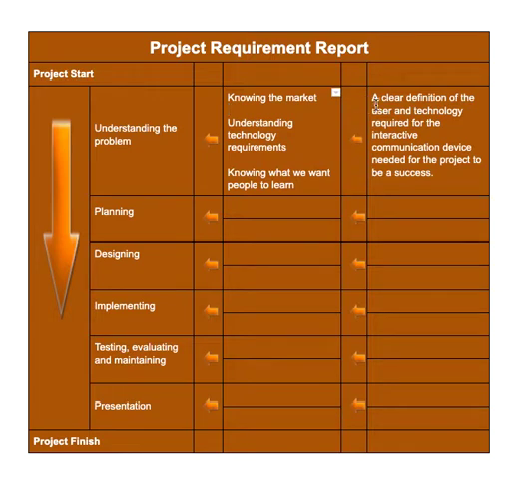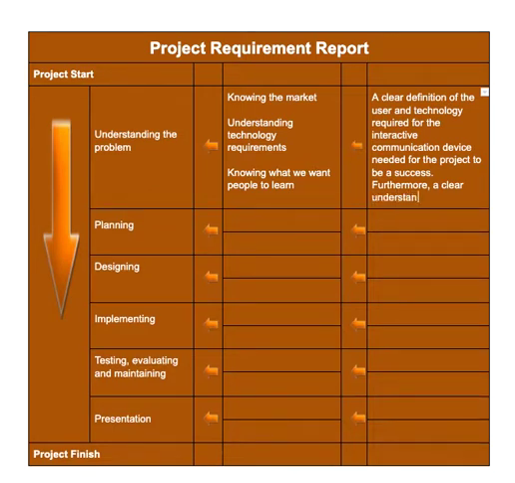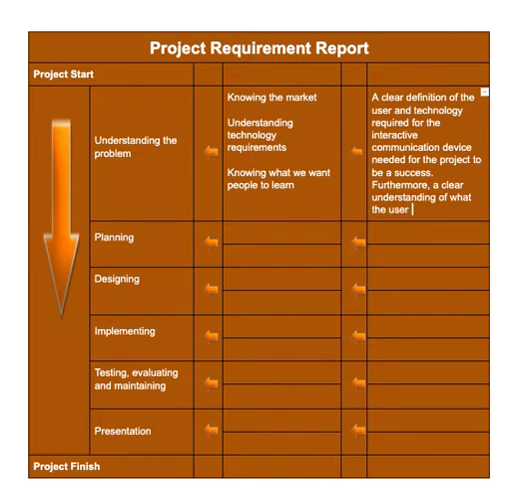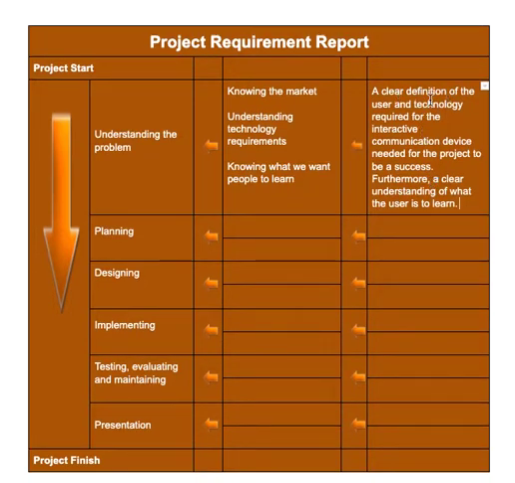So for the first one here, a clear definition of the user and the technology required for the interactive communication device needed for the project to be successful, right? So we need it for being successful. Furthermore, a clear understanding of what the user is to learn, okay? So now by having a look at this, I can get to the end of the project and go, right, have I done these? So this starts to turn into a checklist.